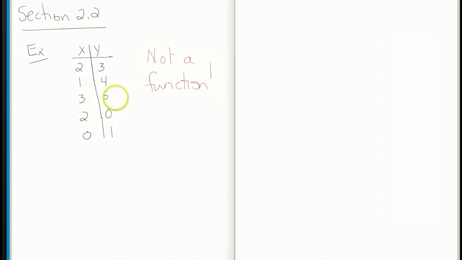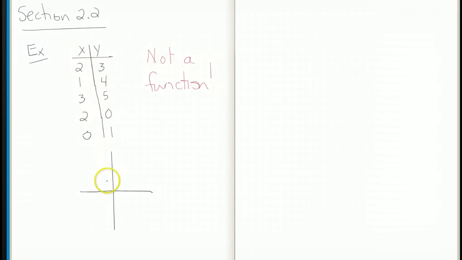Not a function, but let's think about what the graph of this would look like, because we can graph a relation like this. All we need to do is plot the points to see what they would look like in the xy plane. So let's do a little plotting here.